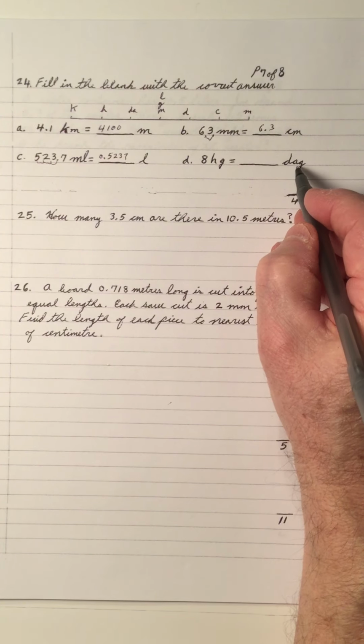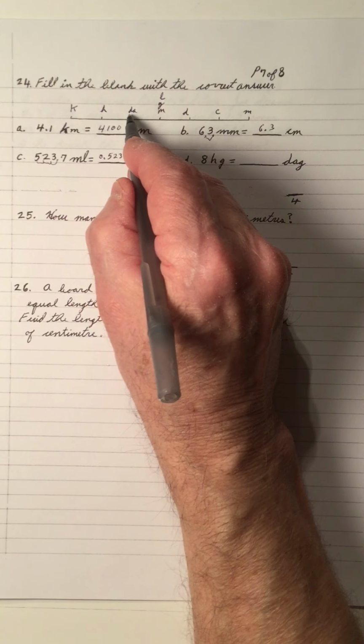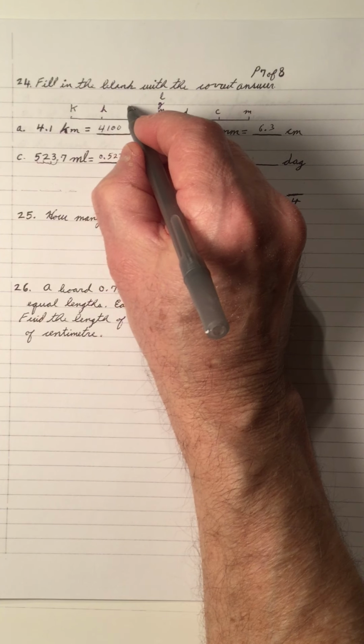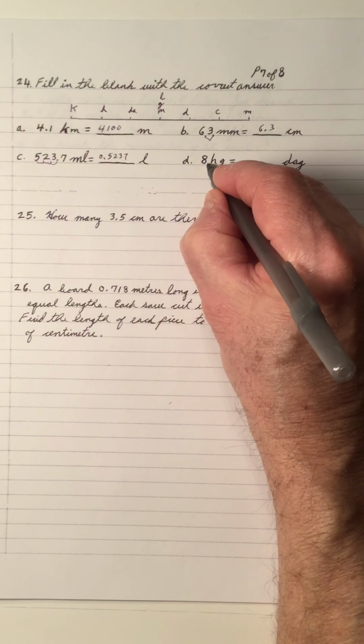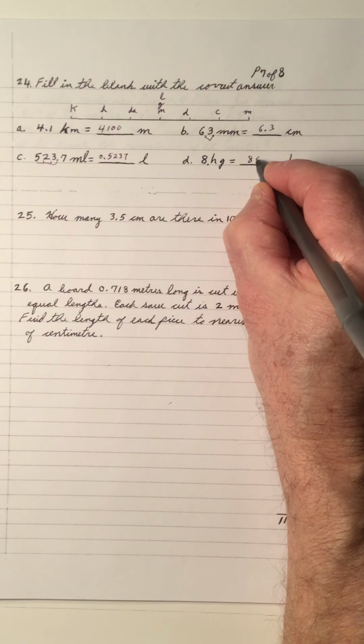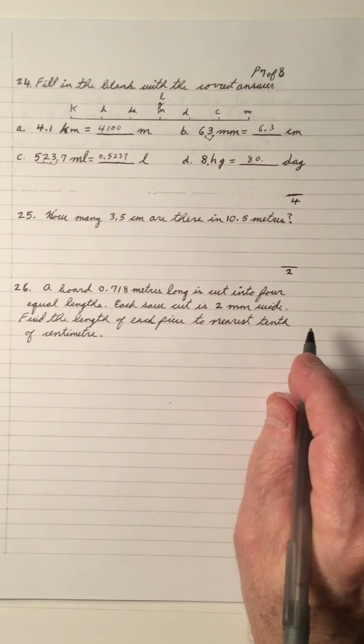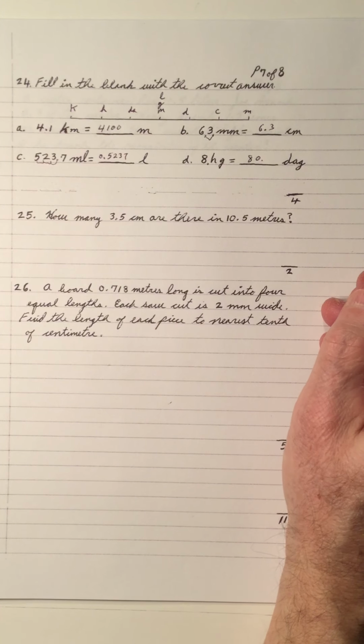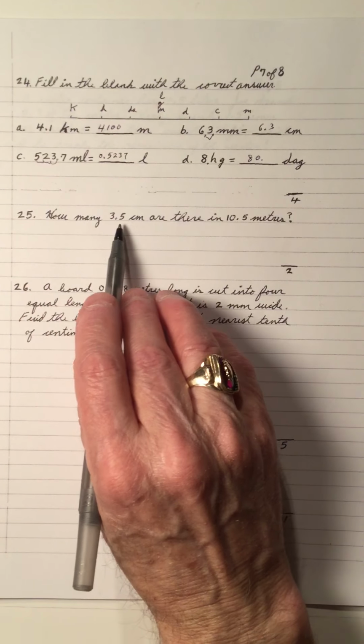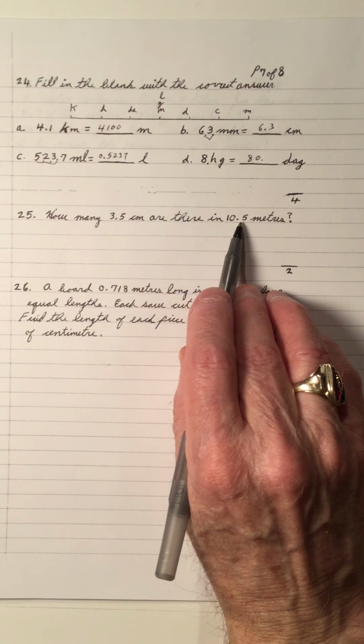Hectograms to decagrams, there's hecta and deca. There's one place to the right, multiplying by 10. So it's 8, so one place to the right is decimal 80, or 80. Number 25, how many centigrams are in 10.5 meters?